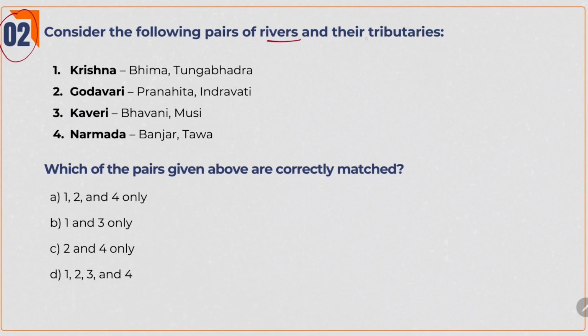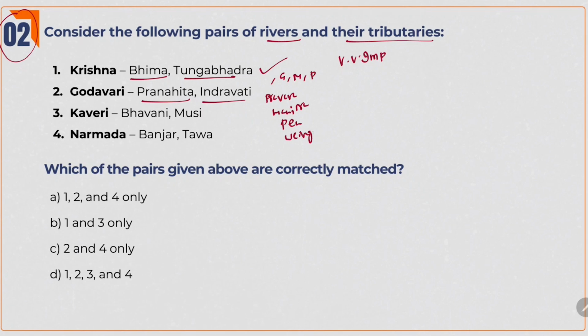Next one, rivers and their tributaries. Very important theme with respect to UPSC. Okay, if you see the options, Krishna's tributaries are Bhima, Tungabhadra. Yes, it is right. It also has other tributaries like Ghataprabha, Malaprabha, Panchaganga, etc. Okay, coming to Godavari, what are its tributaries? Just think. Yes, Pranhita and Indravati are some of the tributaries of Godavari. What are the other important tributaries of Godavari? Pravara, Manjira, Penganga, Wainganga, all these are tributaries of Godavari.